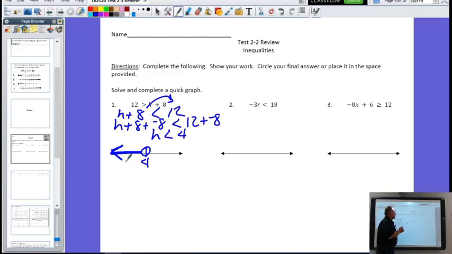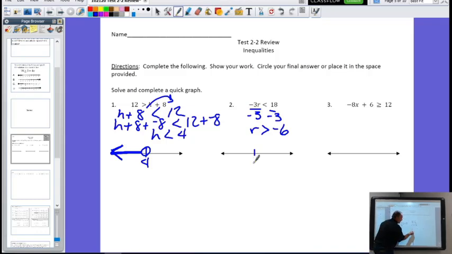Okay. Now, number 2 is also a one-step inequality. We got negative 3r is less than 18. Now, because this coefficient is negative, when I divide by that negative 3, my inequality will flip. So I've got r, and then 18 divided by negative 3 gives me negative 6. And now this inequality that was less than flips to greater than, in order to make this one true.